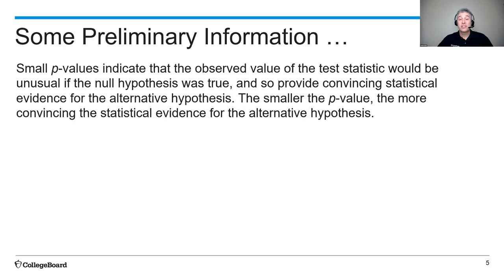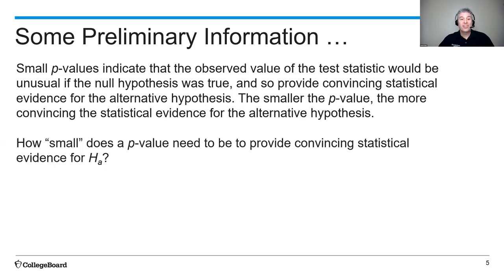Small p-values, and remember we learned how to calculate p-values in the previous video, indicate that the observed value of the test statistic would be unusual or unlikely if the null hypothesis was true, and so provide convincing statistical evidence for the alternative hypothesis. So the smaller the p-value, the more convincing the statistical evidence is for the alternative. Well, how small does a p-value need to be to provide convincing statistical evidence for the alternative?